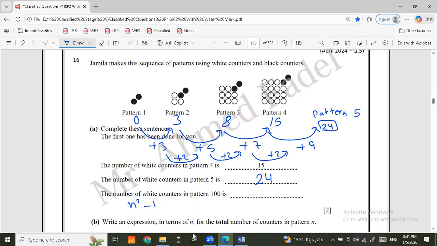They wanted a hundredth, pattern 100. So I'm going to say pattern 100 is 100 squared minus 1. 100 squared, I have 2 zeros, they're going to be 4 zeros. 100 times 100, 4 zeros, minus 1. So this is going to become 9,999. 10,000 minus 1 is 9,999.